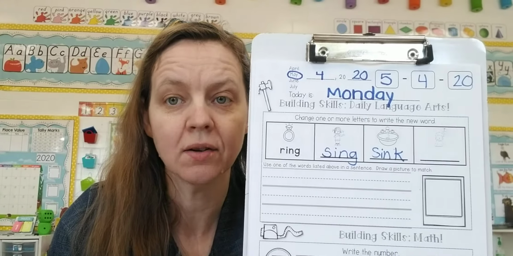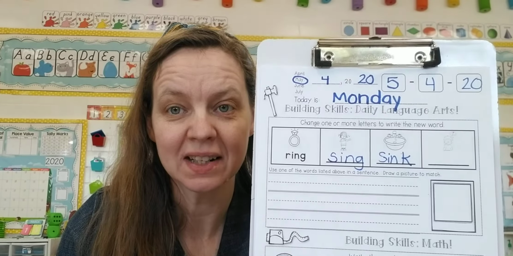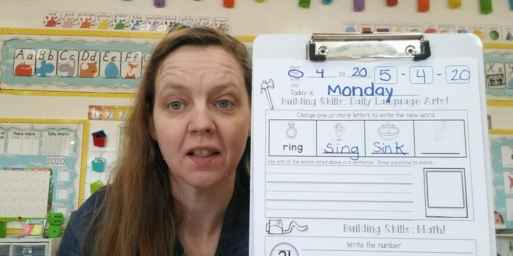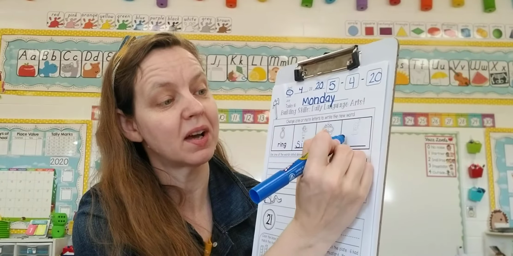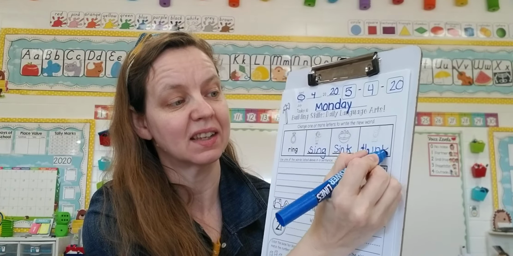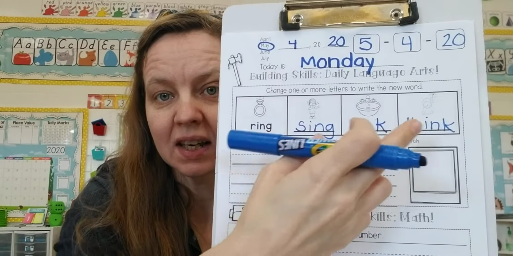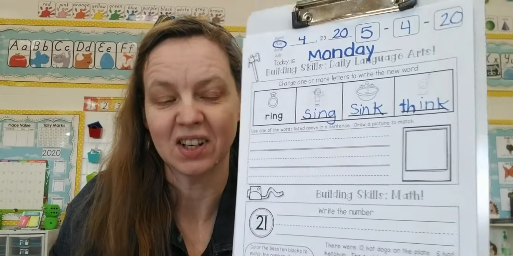All right, now we've got ring, sing, sink, think. Which one? Beginning or the end sound? Which one's changing? Think. That's the beginning sound, and it's starting with our friend like Theo. So we're going to put a TH and then ink like sink. So we have 2 rhymes. Ring, sing, sink, think. Good job.